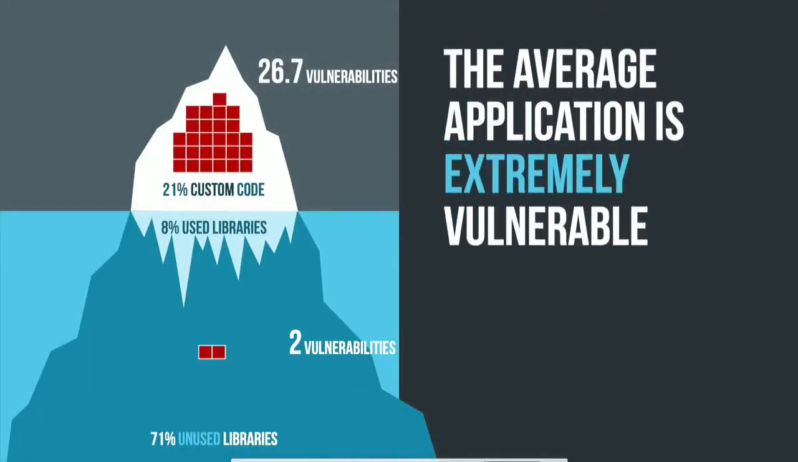First, I want to start by telling you a little bit about just how vulnerable Java web apps and APIs are. If you think of this iceberg as your typical web application, the stuff below the waterline is all your libraries and frameworks. That's about 79% of your total code base. And then the stuff above the waterline is your custom code. Now, if you look at how this lays out, most of the vulnerabilities are in your custom code. There's a few vulnerabilities in your libraries. But the thing that jumps out is that most of your libraries are actually not even used. They're just along for the ride.